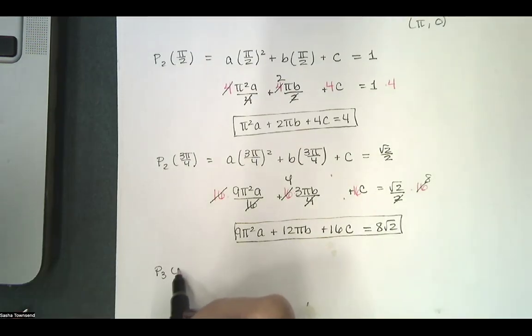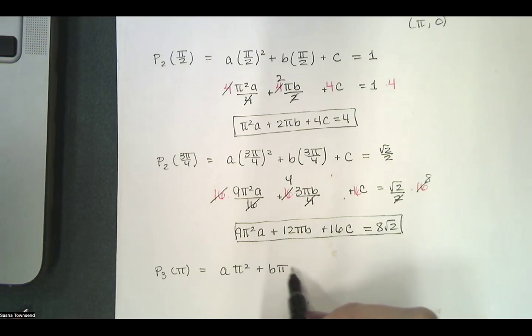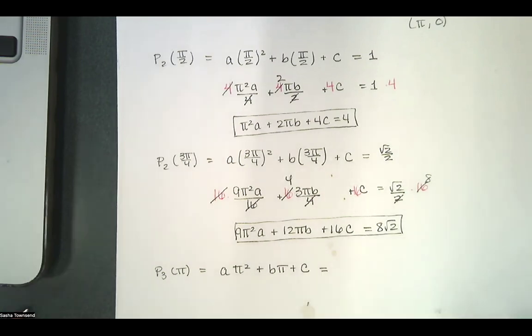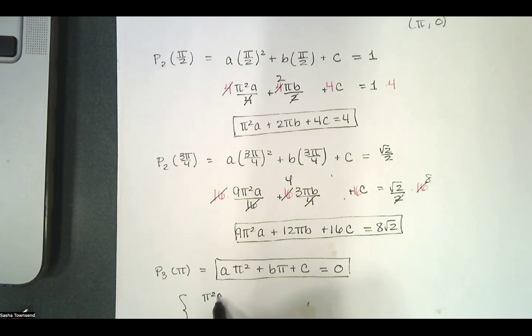And then for our third equation, we evaluate at pi. We have a times pi squared plus b times pi plus c equals the sine of pi, which is 0. That's our third equation. We've got 3 equations and 3 unknowns. Pi squared a plus 2 pi b plus 4c equals 4.